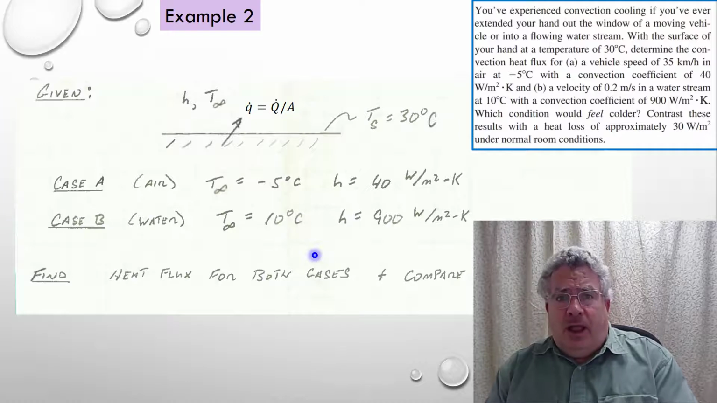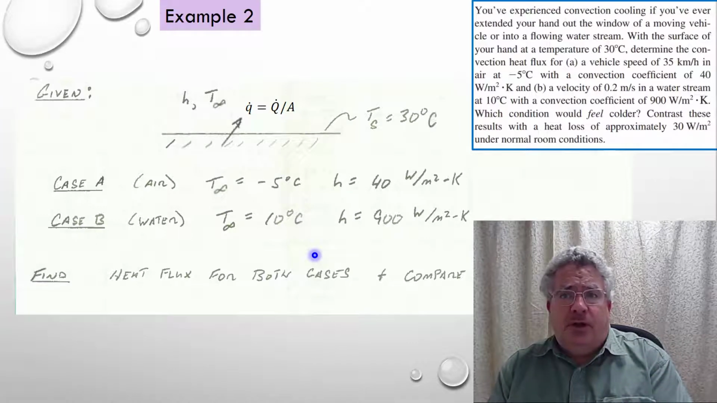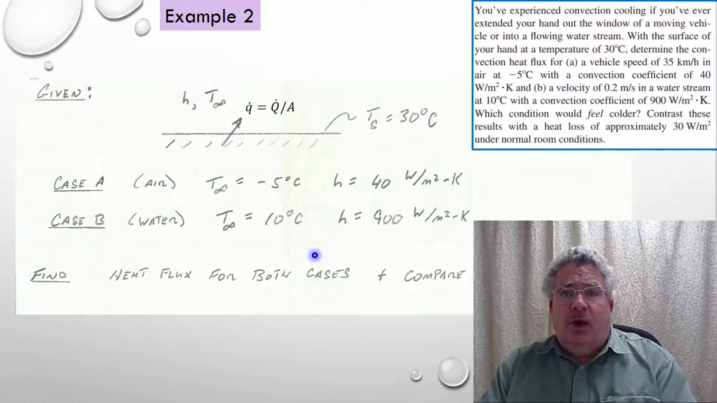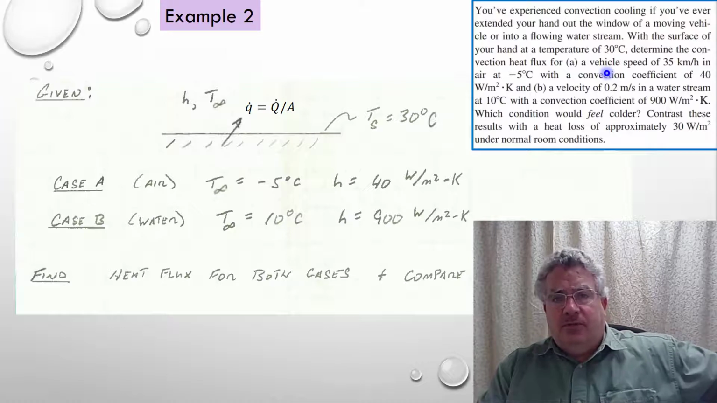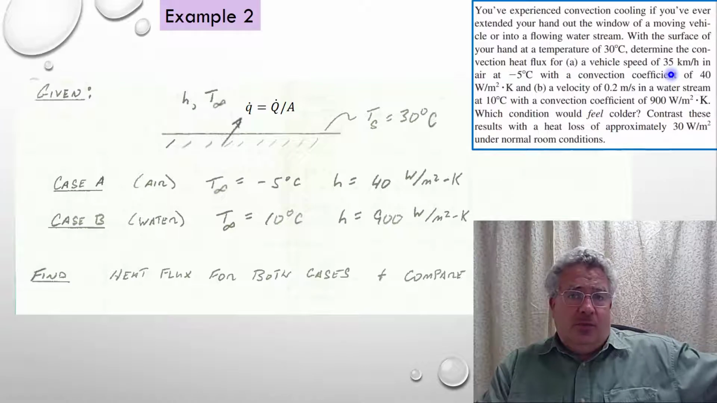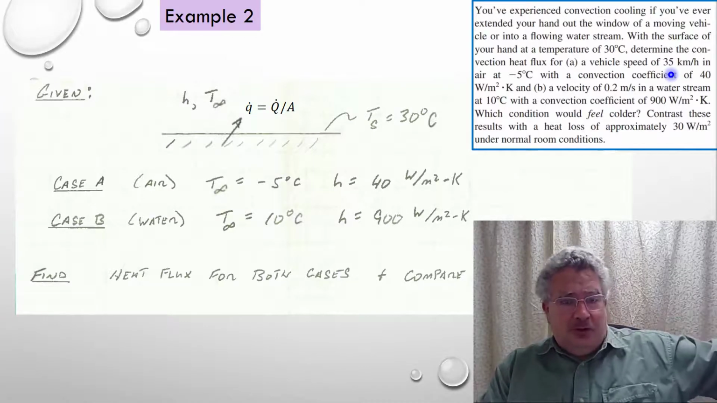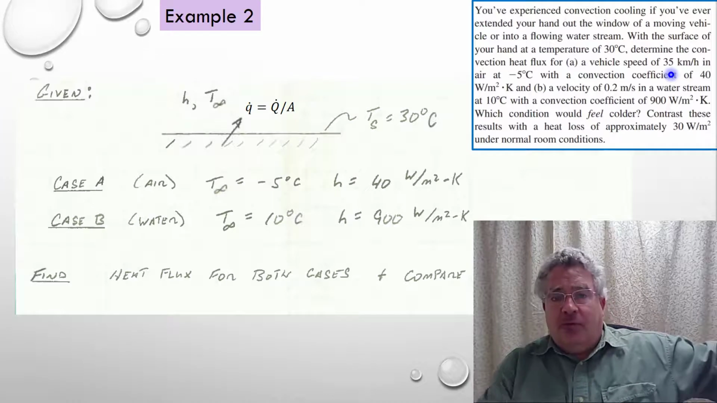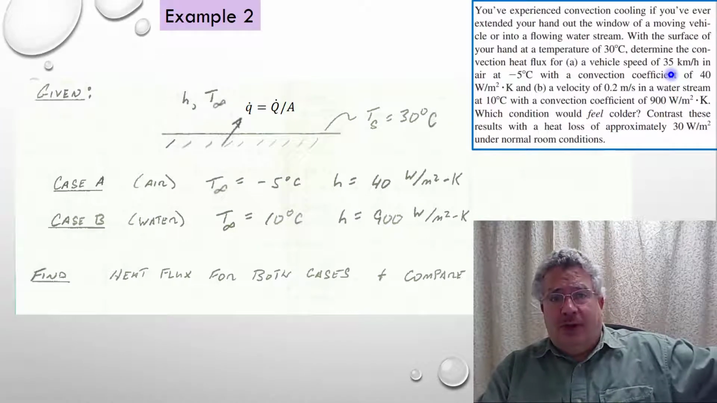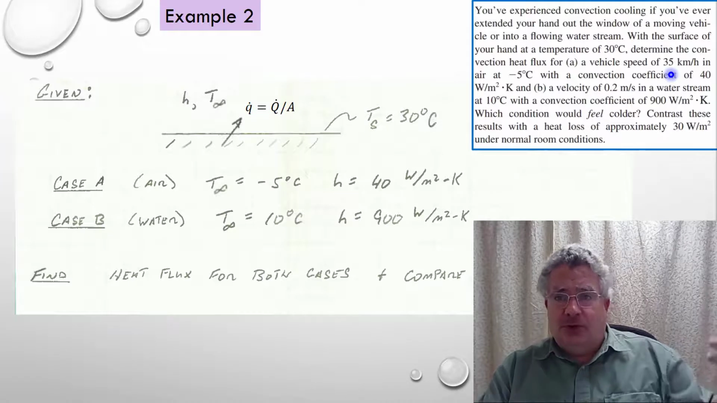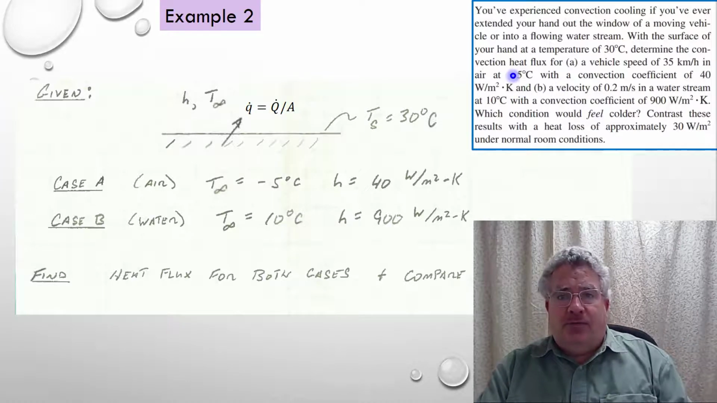The surface temperature of our hand is typically 30 degrees, so we're looking for convective heat fluxes for two situations. First, a vehicle, when we stick our hand out into an airflow at 35 kilometers an hour, because we're sticking our hand out the window. Depending on your frame of reference, either the car is moving at 35 kilometers an hour or the wind is blowing past you at 35 kilometers an hour, and the air is -5 degrees. And they give us a convection coefficient. Under these conditions, the convection coefficient is 40 watts per meter squared per Kelvin.